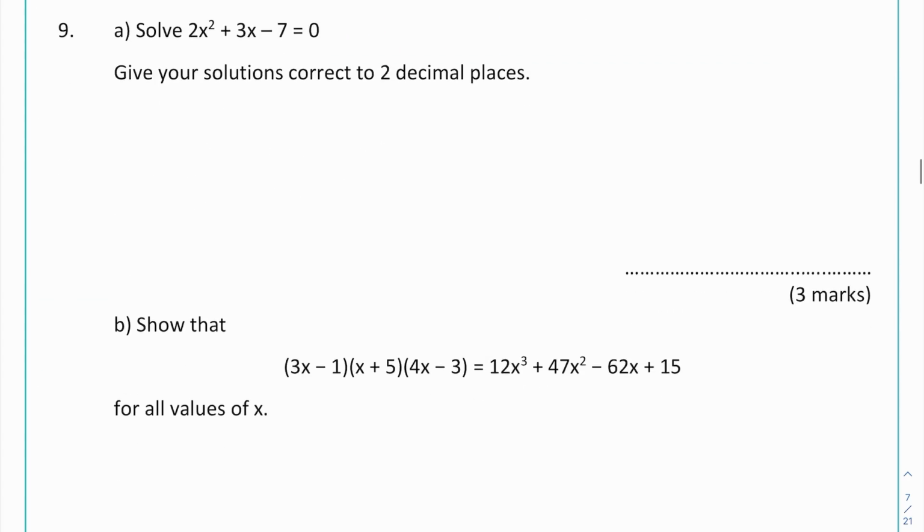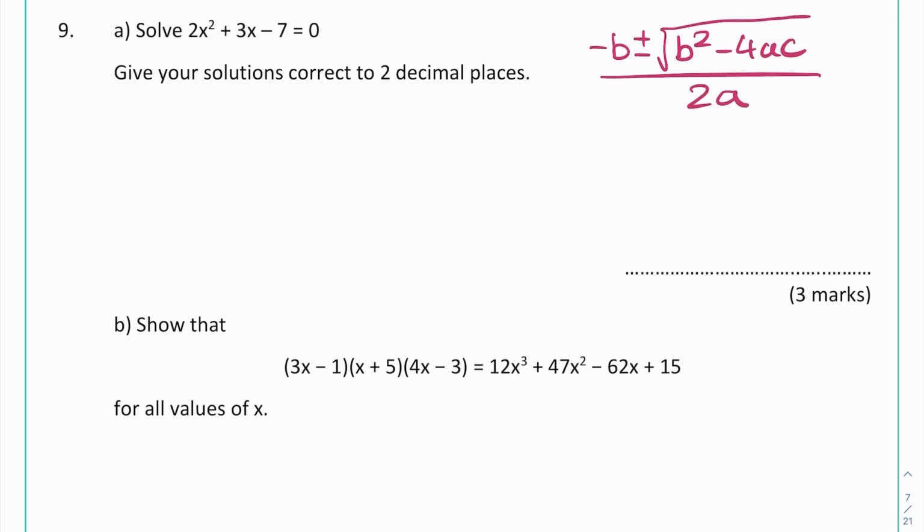For question 9 here, it says solve this quadratic and give your solution correct to 2 decimal places. Now that gives us a massive hint that we'll be using the quadratic formula. So we need to know the quadratic formula, which is minus b plus and minus the square root of b squared minus 4ac all over 2a.